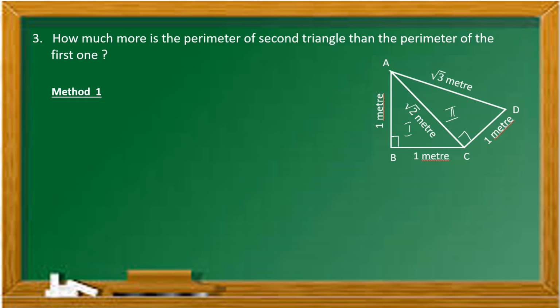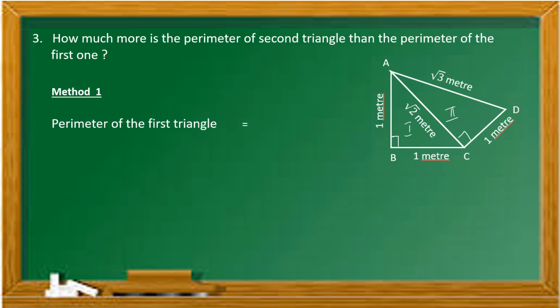Because the second one is drawn on the hypotenuse of the first. It is the same problem we discussed earlier. And my question is, how will you proceed? Yes, as you can see, we have two methods. And first one, yes, we will find the perimeter of first triangle. And how will you find that? Yes, sum of three sides.